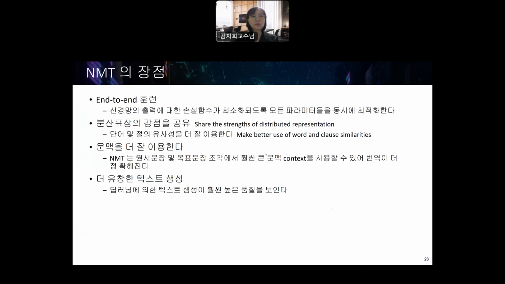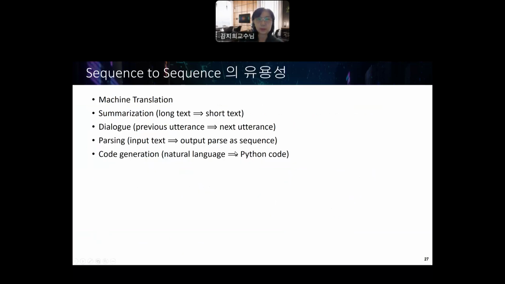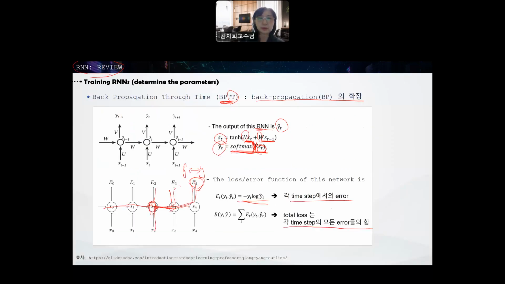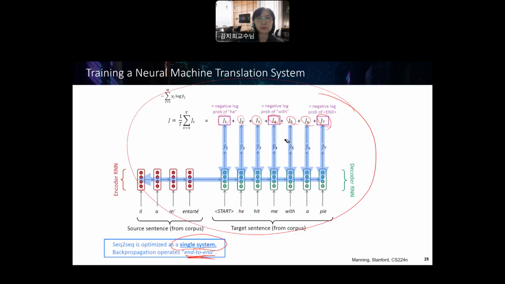And the benefit or strength of this sequence to sequence model is that it's possible to train end to end. Once we define the structure and loss function, all the parameters can be learned all together. So remember the RNN parameters, like these parameters, this U, W3, they will be trained all together.